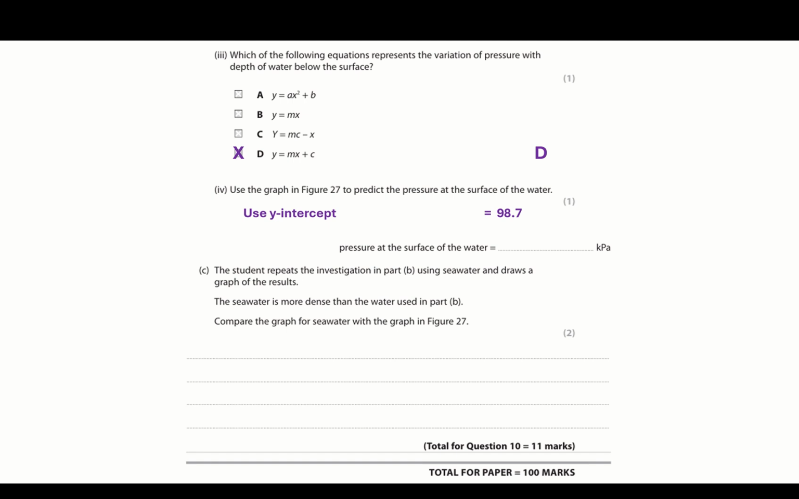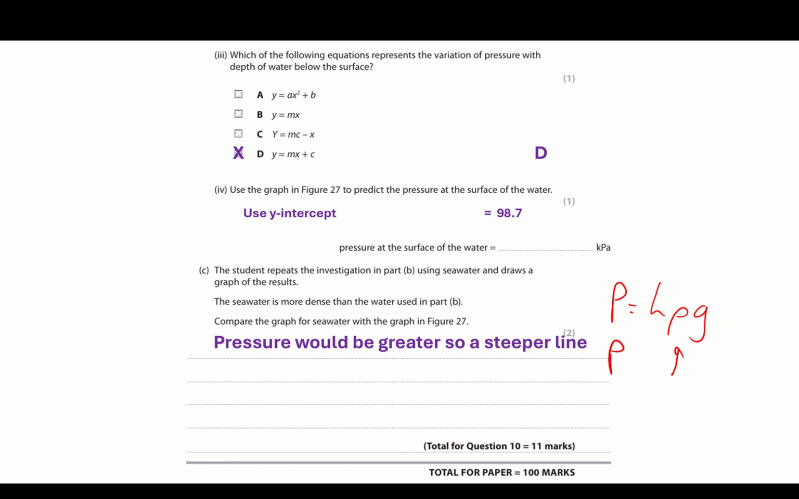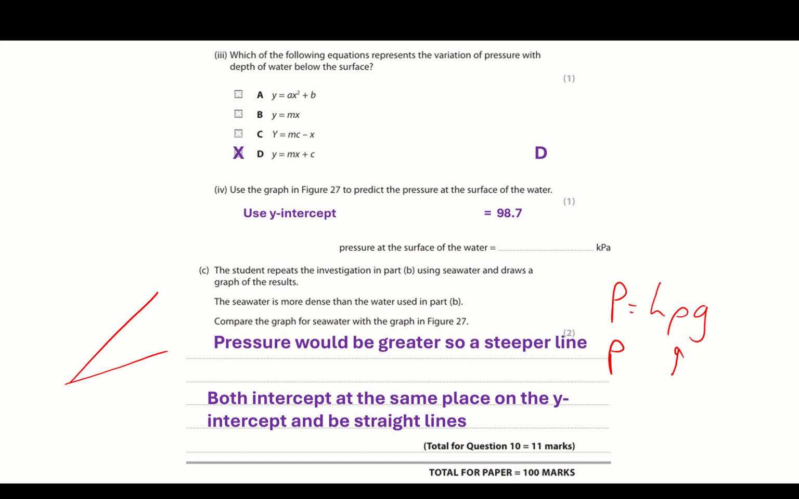The student repeats the investigation using seawater and draws a graph. Seawater is more dense. Compare the graph for seawater. So we know P equals h rho g. So if that goes up, that goes up. So the pressure will be greater. So if that was the line before, it's going to be a steeper line. But they both intercept in the same place. We've changed the density. We have not changed the atmospheric pressure.